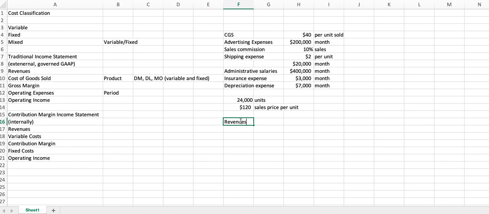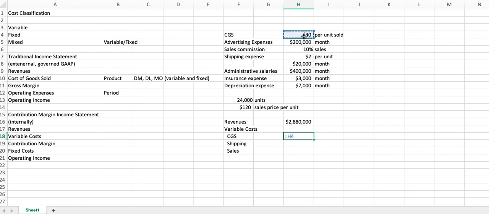So I would start with my revenues, and my revenues are $120 per unit, and I'm going to sell 24,000 units. And then I would have my variable cost. And since I have more than one, I'll separate those out. So I've got my cost of goods sold, and then I would have my shipping, and then I would have my sales, because those are variable. They vary based on sales.